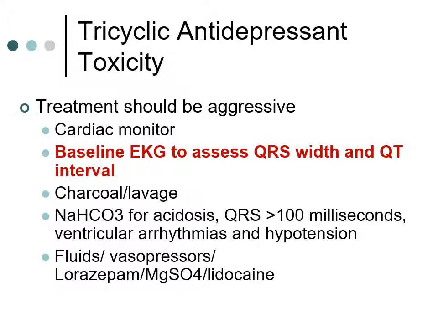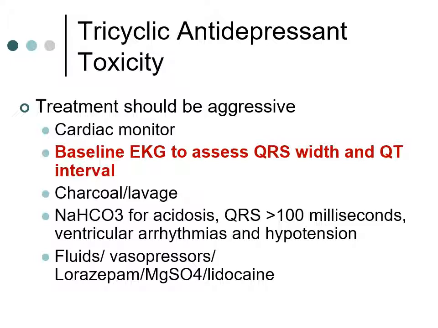But you need to get a baseline EKG, and it's really helpful if you have another EKG from a different encounter to compare that to, to see what their baseline is. Because mainly we're looking at QRS prolongation, QT to some degree, but QRS is the big one. Now our cut point for management is when the QRS gets above 100 milliseconds. That's when they're at bigger risk for things like seizures and arrhythmias, and that's when we're going to actually give sodium bicarb.